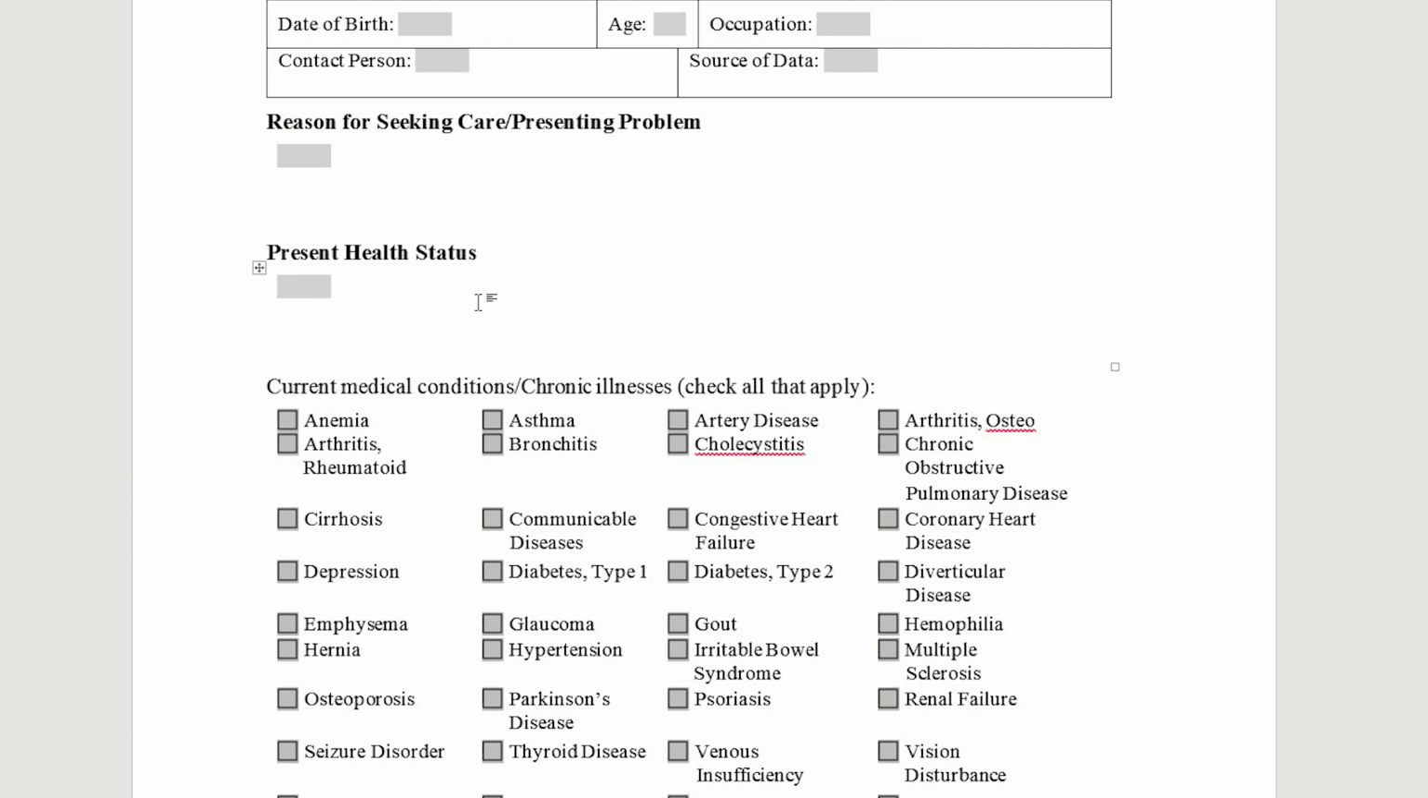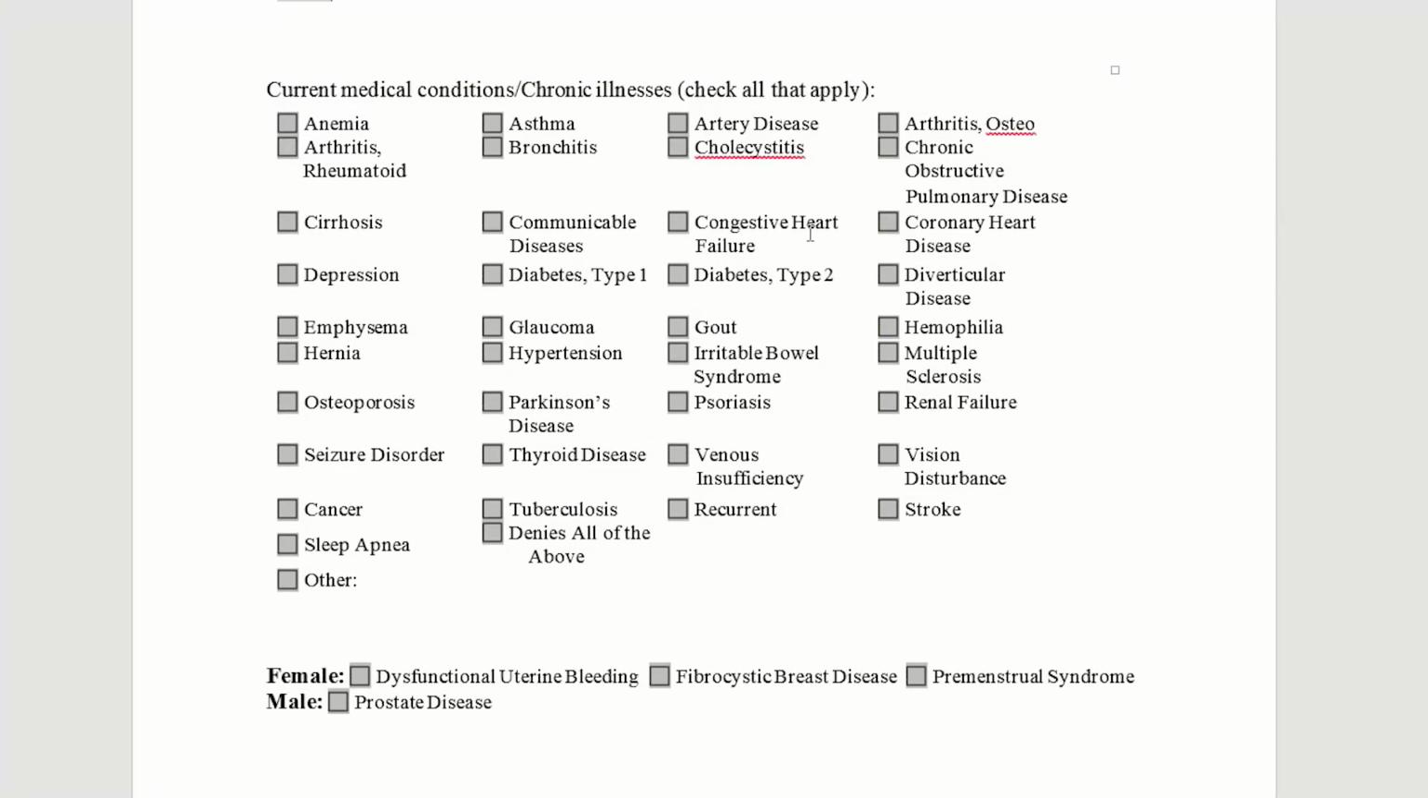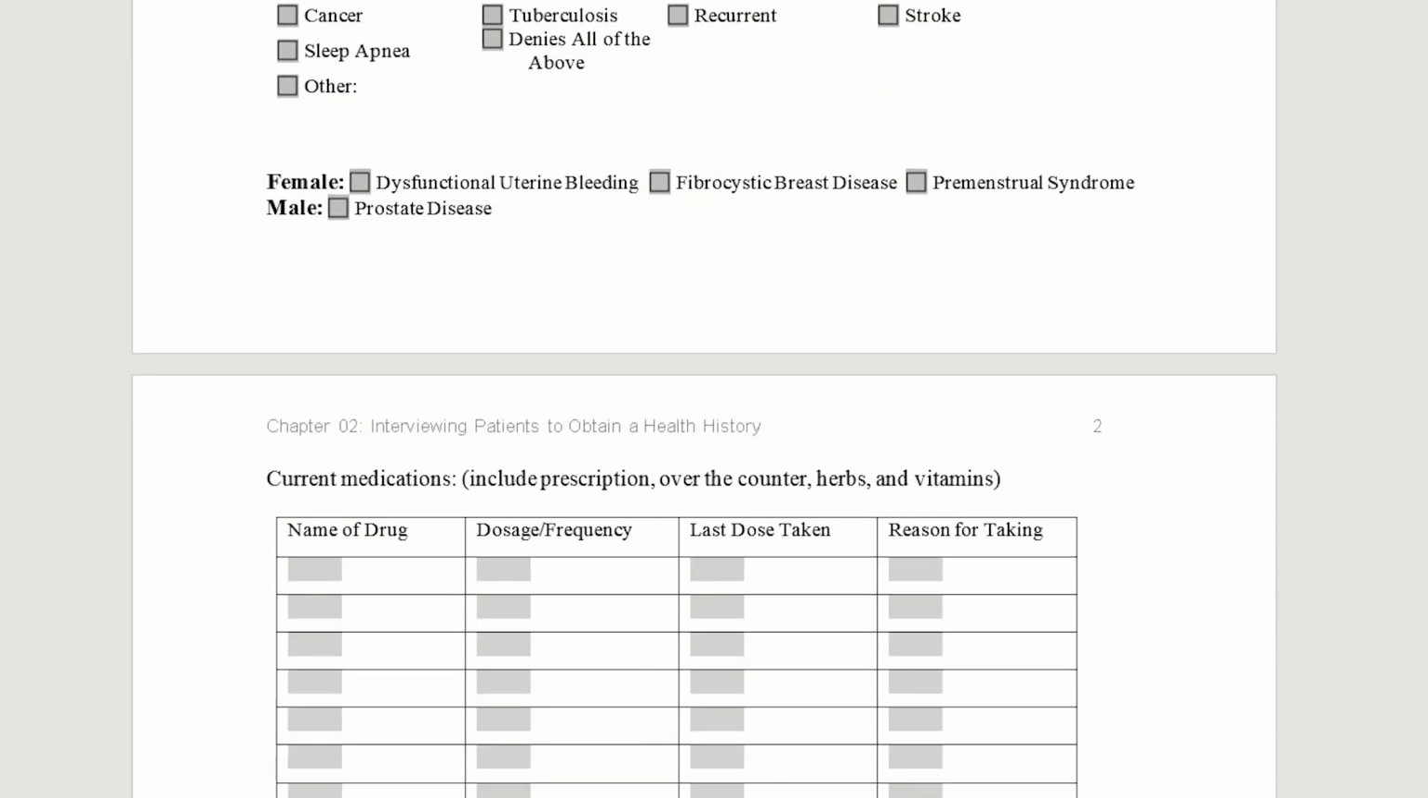For present health status, this is a subjective document. Use the patient's own words, and whenever you use the patient's own words, you can put them in quotes. That's the best way to do it. This one, again, goes over current medical conditions, checking all that apply. And if nothing applies there, you can put denies all of the above. But if there is something that is not listed, you can check mark this other and type it in. So, moving on to the next page.